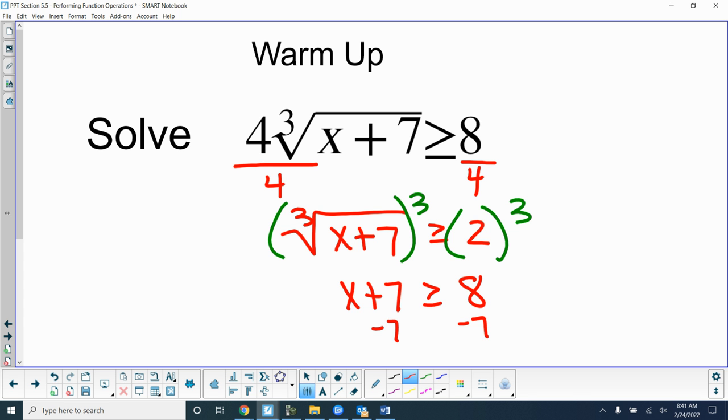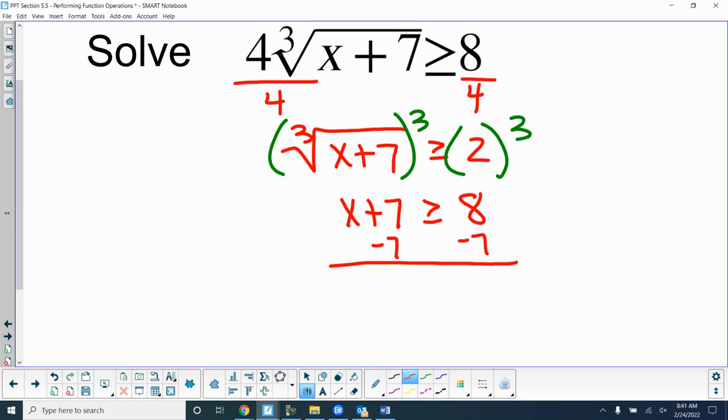Taylor, did you remember to check the radicand? Do we have to worry about the radicand? No. Why not? Because what? Very good, Vincent. We have an odd index, so it's okay for the radicand to be negative, right?